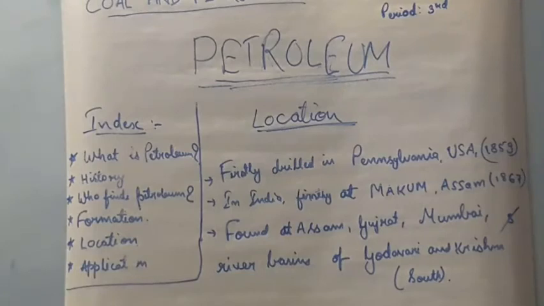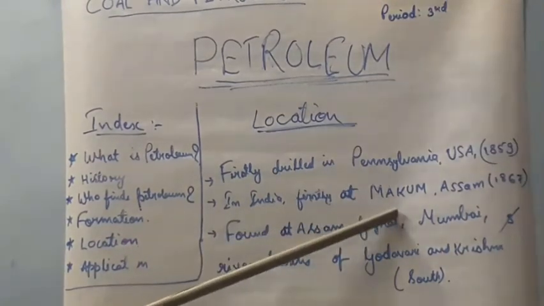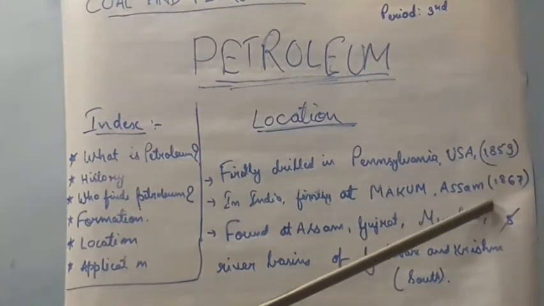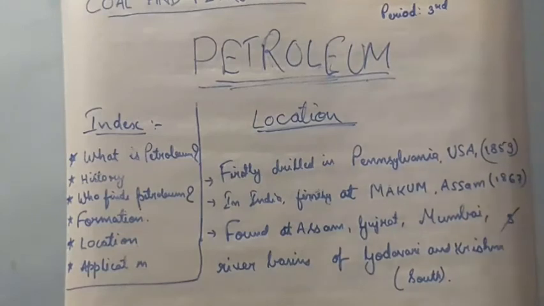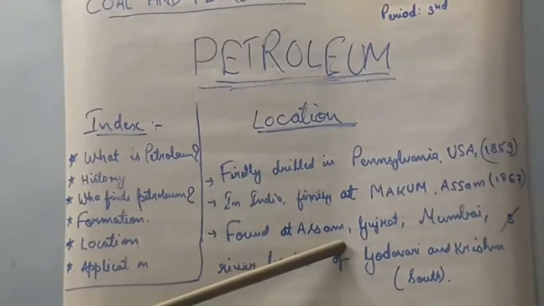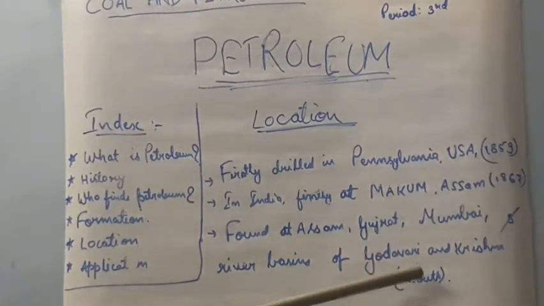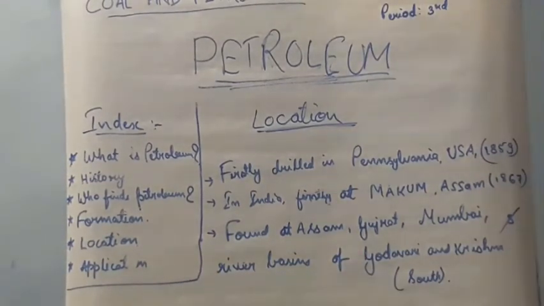Then secondly, it was drilled for the first time in India at a place known as Makum, M-A-K-U-M, located in Assam, and the year was 1867. After the first discovery, many other places in India were also found with petroleum deposits. It is found in Assam, then Gujarat, then Mumbai, then in the river basins of Godavari and Krishna, which are located in the south.